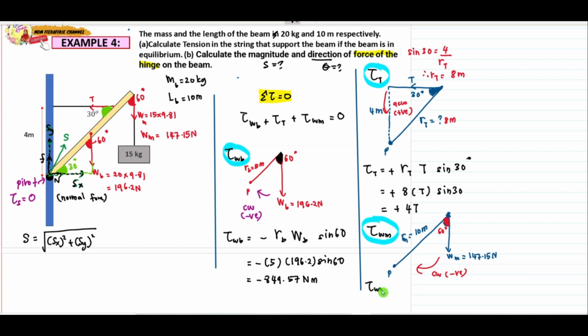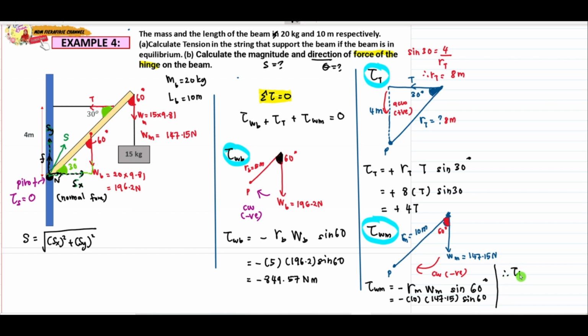Torque due to the weight of the mass is equal to negative. Negative jangan lupa tertinggal nanti. Jangan lupa tulis. Okay. So RM times WM sin. Tengok senang nak tengok. P pergi ke sini. Angle between RM and WM is 60 degree. Okay. So, you masukkanlah nilai dia. Berapa tu? Negative RM is 10. WM is 147.15. Sin 60 degree.